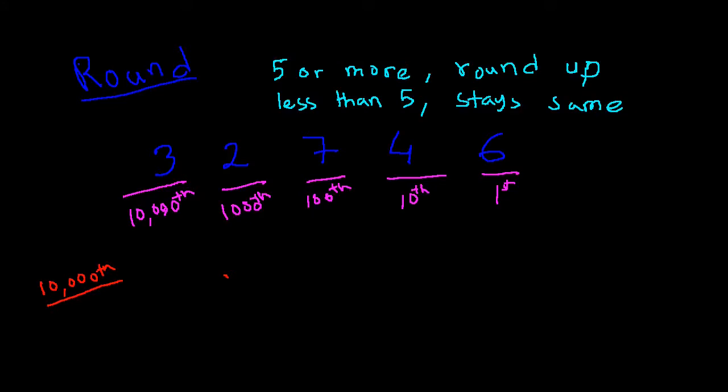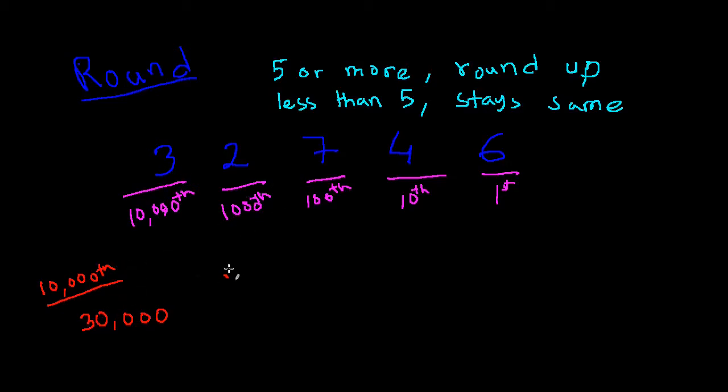Alright, so let's see what it's going to be for this case. We're told to round to the 10,000th position. It will be 3 0 0 0 0, because it's 2, so the 3 stays over here.